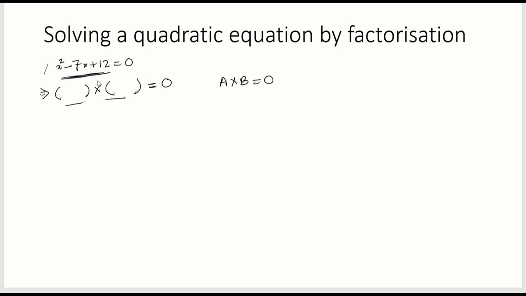The only thing we can infer from a cross b equals 0 is either a equal to 0 or b equals 0, right? Similarly, that's what we are going to do here. From here, when we express x square minus 7x plus 12 as a product of two other expressions, the only thing we can infer is either this expression will be equal to 0 or this expression will become equal to 0. And when we get this expression equal to 0, we will get a value of x.